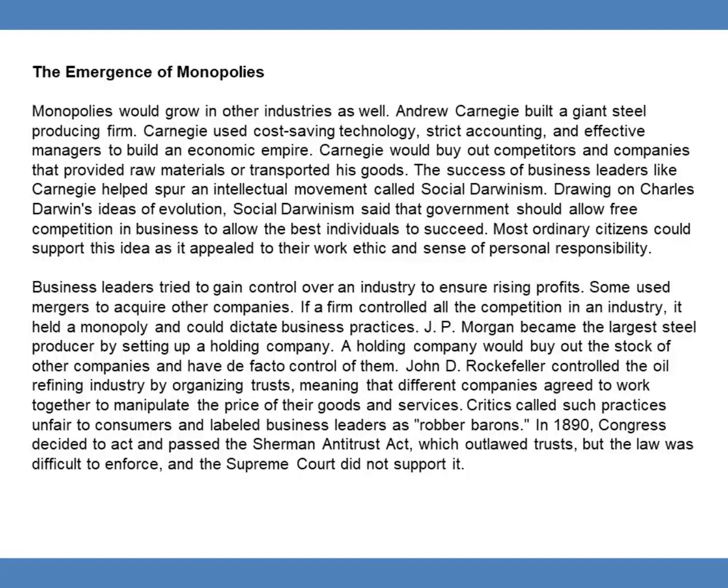John D. Rockefeller controlled the oil refining industry by organizing trusts, meaning that different companies agreed to work together to manipulate the price of their goods and services. Critics called such practices unfair to consumers and labeled business leaders as robber barons. In 1890, Congress decided to act and pass the Sherman Antitrust Act, which outlawed trusts, but the law was difficult to enforce and the Supreme Court did not support it.